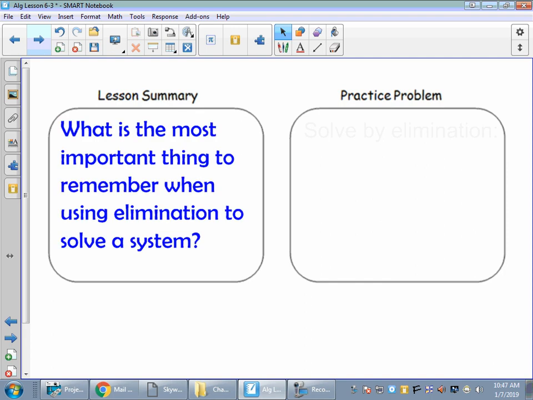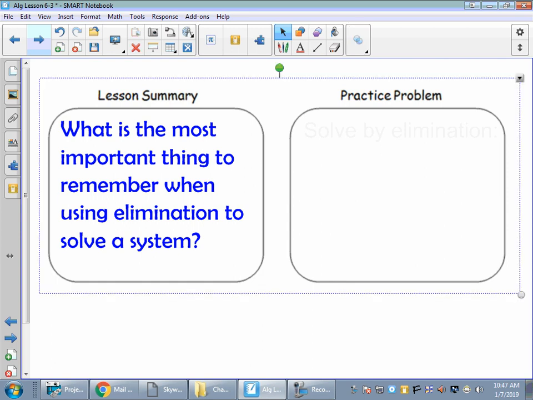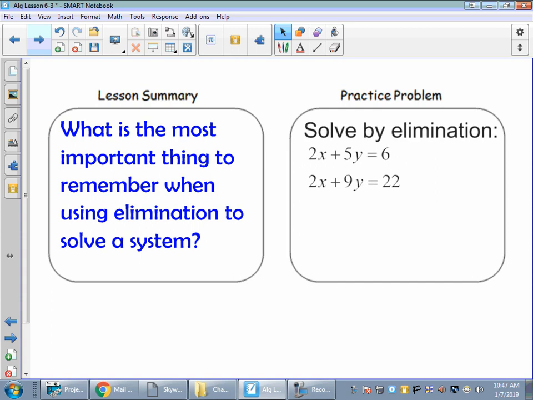So let's just do the lesson summary. Answer this question: what is the most important thing to remember when using elimination to solve a system? You're going to have some different answers here, but what do you think the most important thing is to remember when doing that?